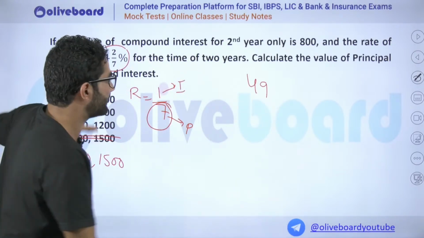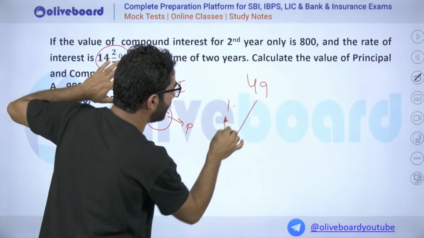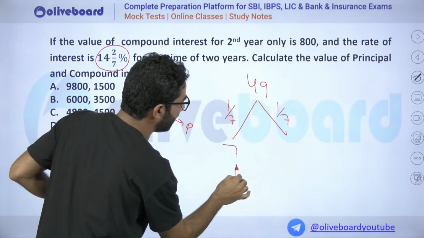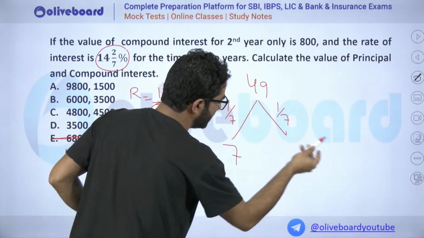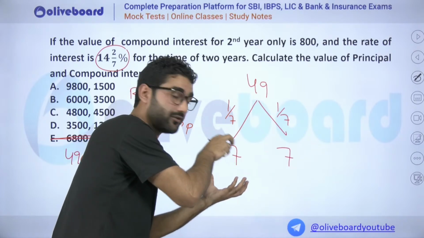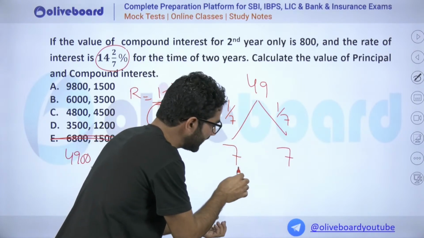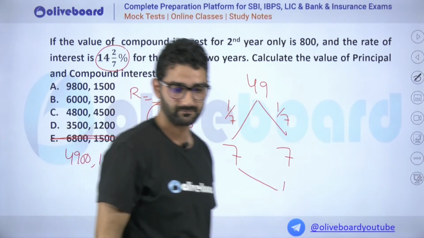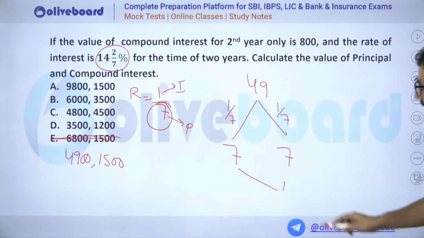Hope it is clear. Now the rate is 1 upon 7. For first year, it will be 7, so 7 rupees, 7 units, anything. For this, it will also be 7 units. And for the first year also, it will become how much? That is 1 rupee also. You got?